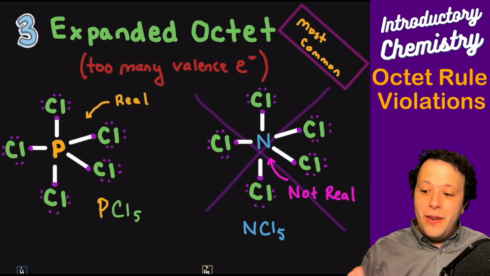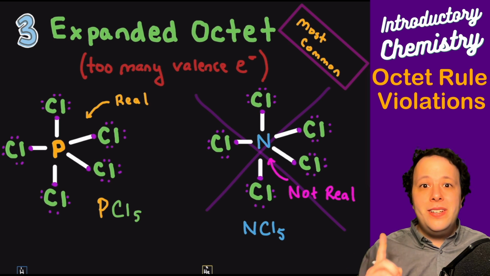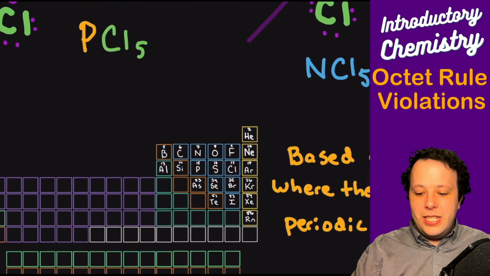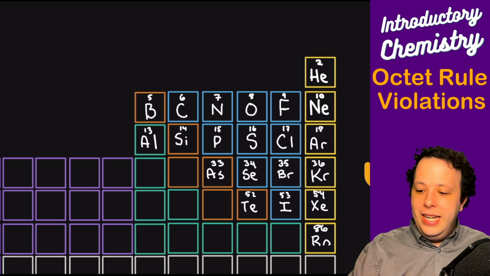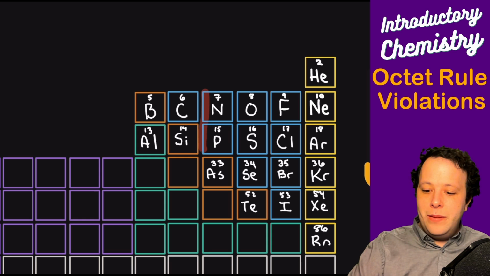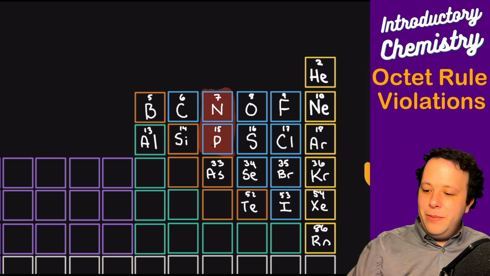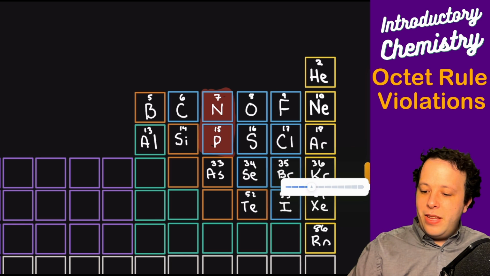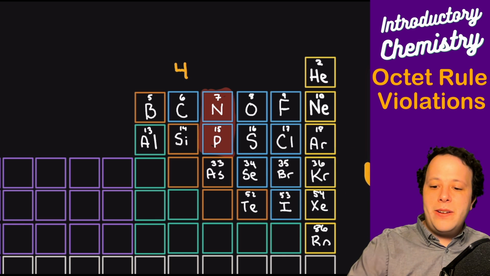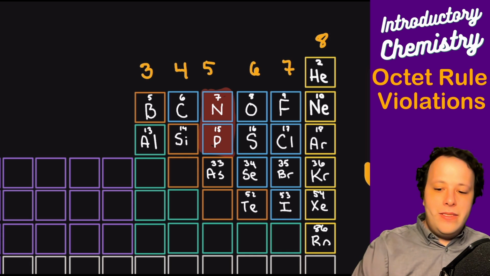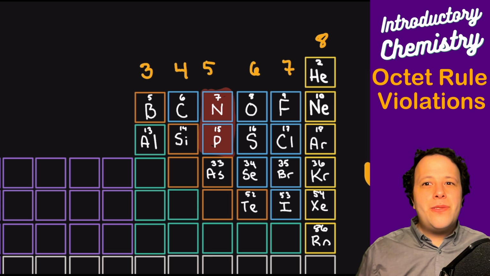Both of them have 5 valence electrons for their central atom. Phosphorus has 5, so does nitrogen. But why is one possible and not the other? Just to see that, they are both in the exact same position on the periodic table, in the same group. So they both have the same number of valence electrons: 4, 5, 6, 7, 8. They have 5. So what's the difference?